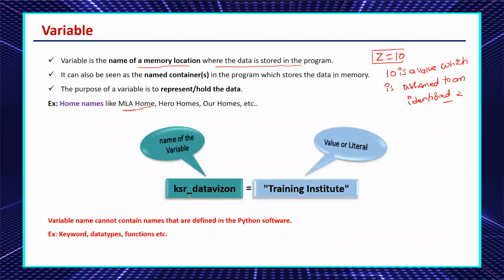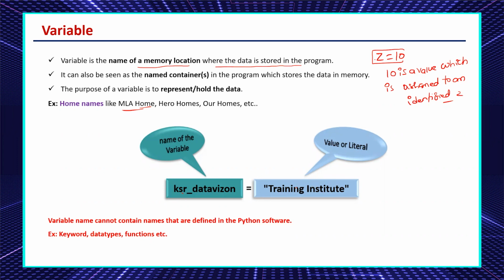Similarly, KSR data vision. Another name for an identifier is a variable. There is no difference. While discussing the identifier, we did not discuss where it stores. Now we are discussing that an identifier is nothing but a variable. The only difference is that it is a named memory location to store some data. For example, KSR data vision equal to training institute. Here, training institute is some value.